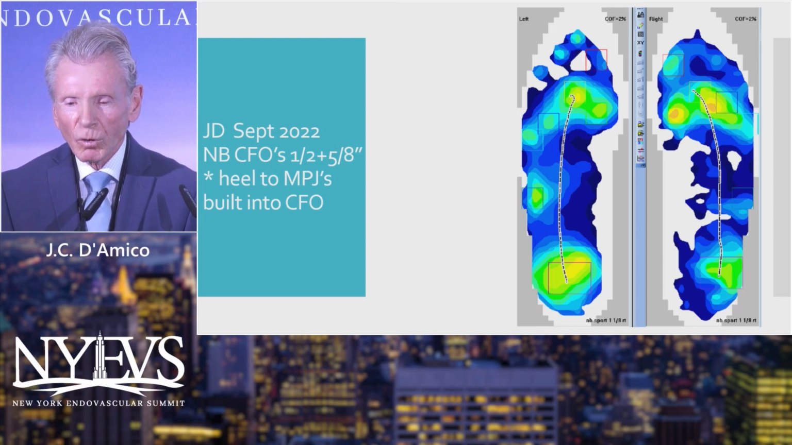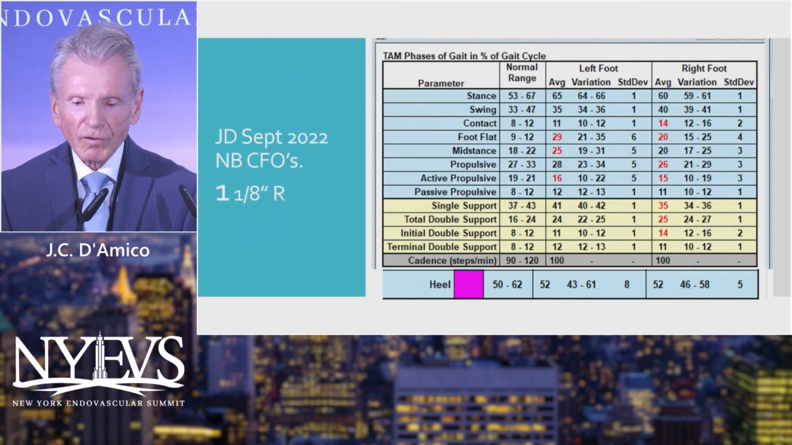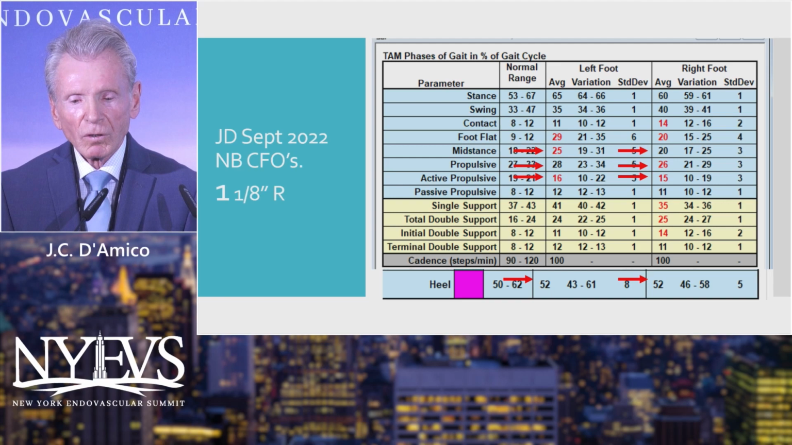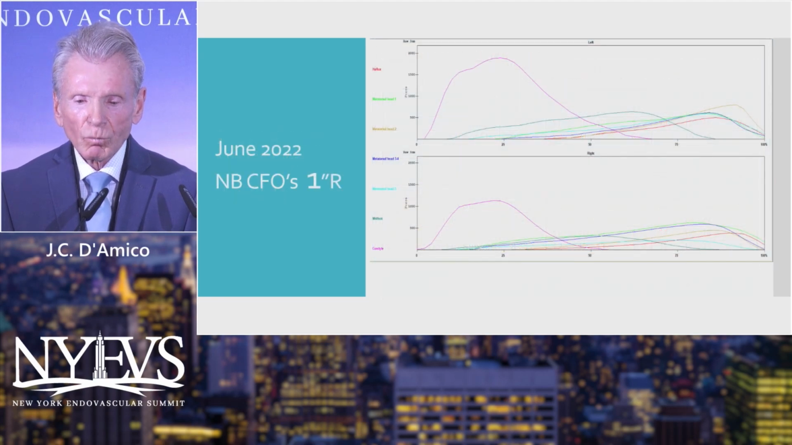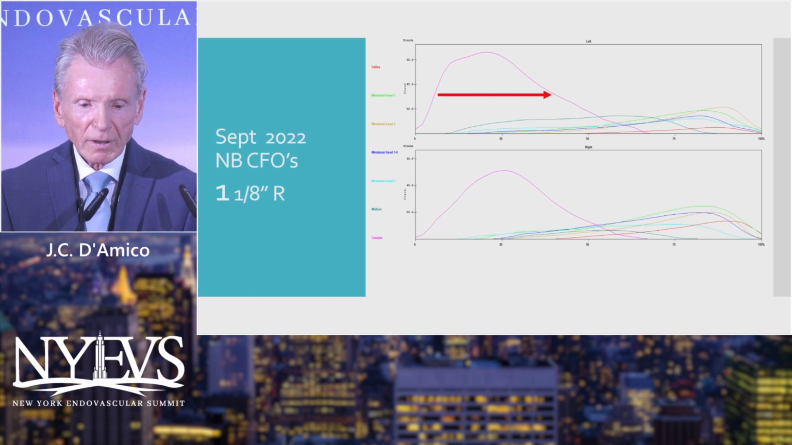You would never know this individual had that degree of asymmetry or dysfunction. And that's with the 1 1/8 inch lift, 25 and 20, which are good numbers anyhow, 28, 26, and 16 and 15, and then 52, 52. So you can't beat that. This is what he looked like in June, and this is what he looked like in September. So that's a normal curve. So one to the other.